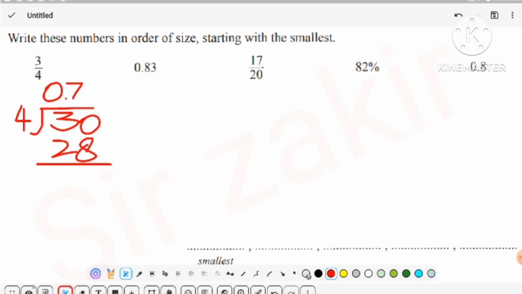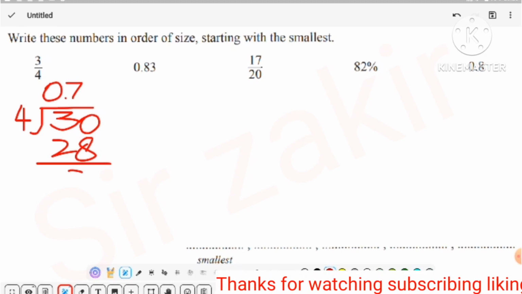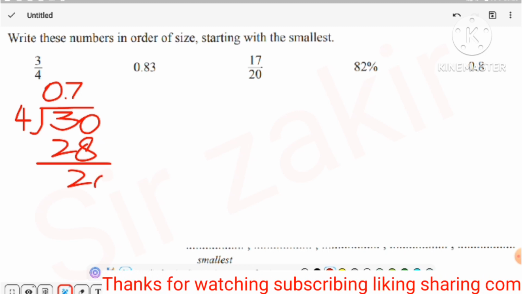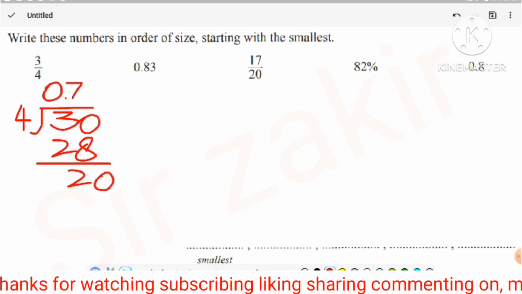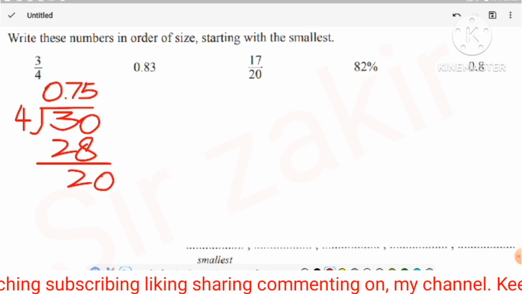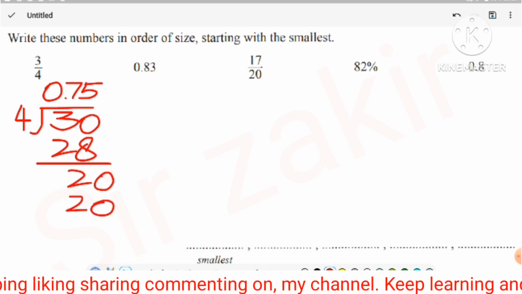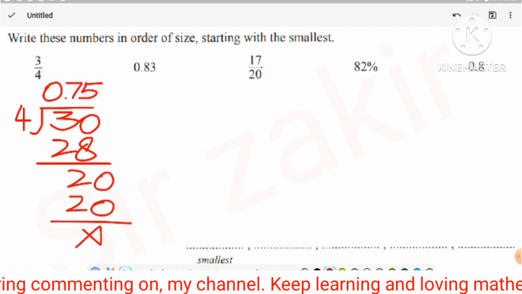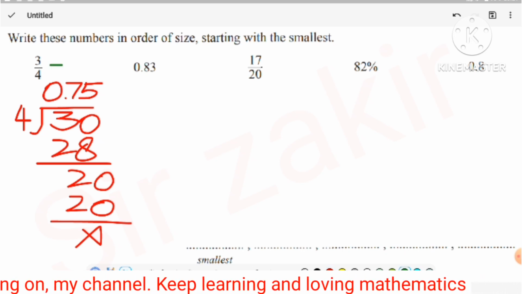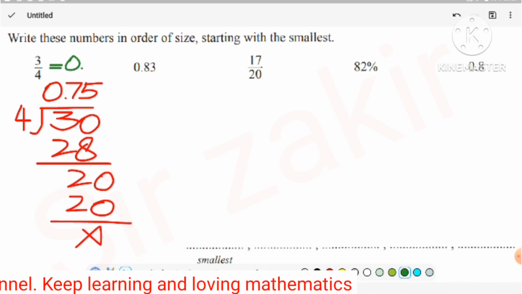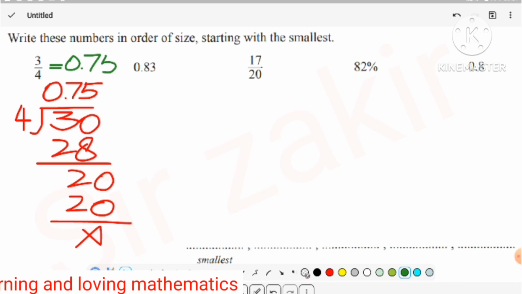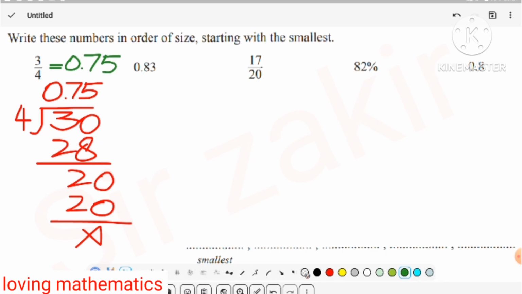4 multiplied by 7, 28. Now with the help of table of 4 we get closer to 30, which is 28. 7 times 4 is 28, so 30 minus 28 will be 2. And again this dividend 2 is smaller. We write 0 with it, so 4 multiplied by 5 is 20. Division is completely done, where we find equivalent decimal form of 3 by 4, which is quotient of this, 0.75. Then this is already in decimal form, 0.83.